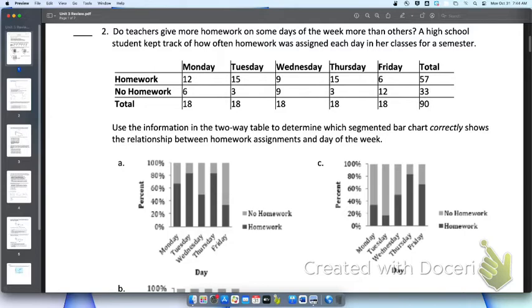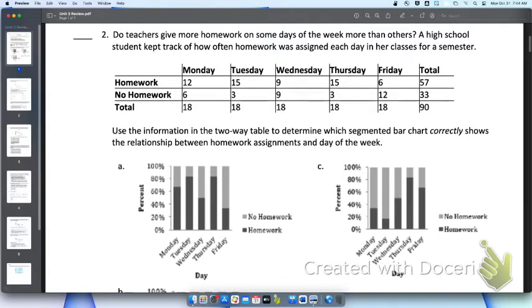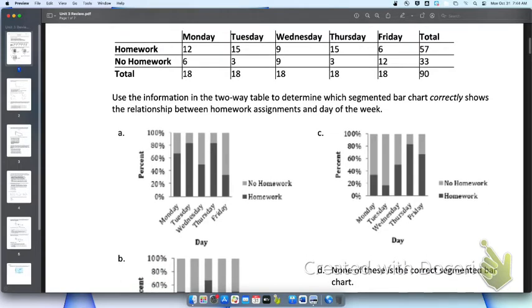Alrighty. So Monday. What do you guys notice about Monday? 12 homework out of 18 total. So what is 12 over 18? 66. And what is 6 over 18? 33.3. Perfect. So if you just look at Monday, you're looking for the segmented bar chart that has homework of 66 and no homework of 33.